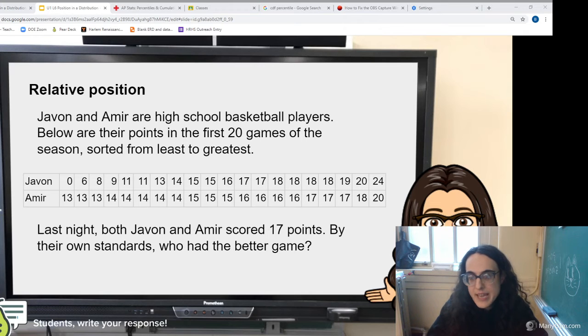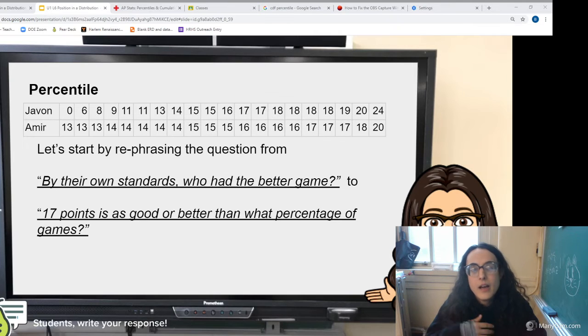So let's get back to this game example. So 17 points, how good of a game is that for Javon? How good of a game is that for Amir? Let's see if we can put some numbers to it. We need to rephrase the question a little bit to put this into terms that math can deal with. So if we're asking how good of a game did Javon have, we can rephrase that and ask, what percentage of his games is this better than?